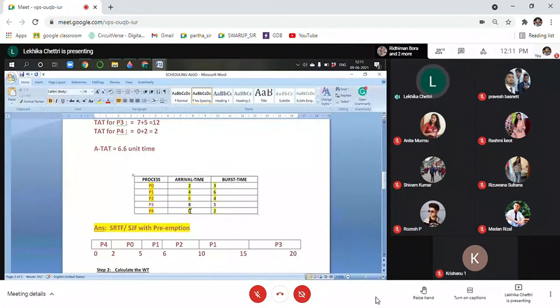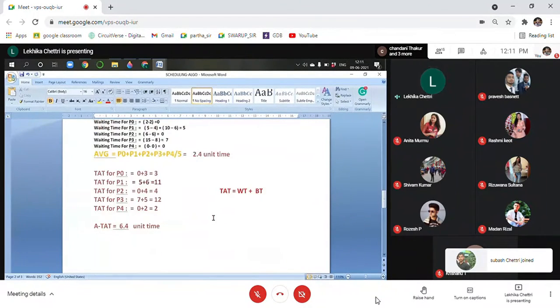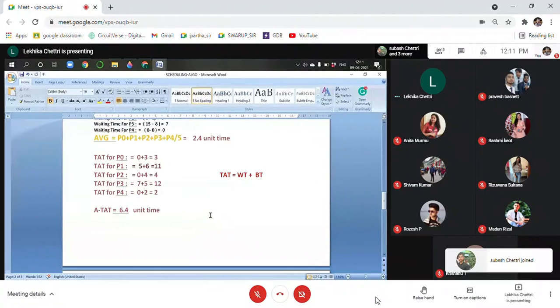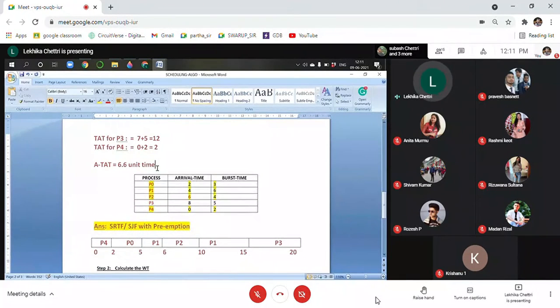So this was the question that was given yesterday. Let's take that same example and try and solve it using round robin.